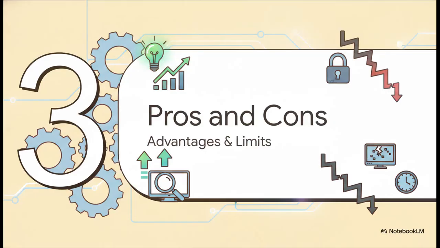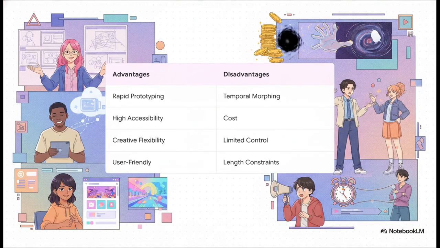Moving on to Section 3, Advantages and Limitations. Let's be real for a second. With any tech like this, everything is a trade-off. On the plus side, you gain rapid prototyping. You can instantly visualize concepts without filming a single thing. But on the flip side, you risk temporal morphing. Sure, your sci-fi cityscape might look absolutely incredible, right up until the AI suddenly decides your main character's hands should melt into their coffee cup mid-video.